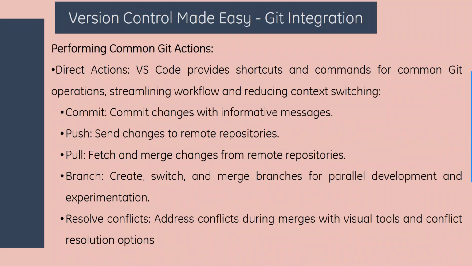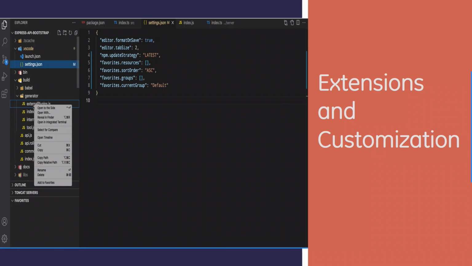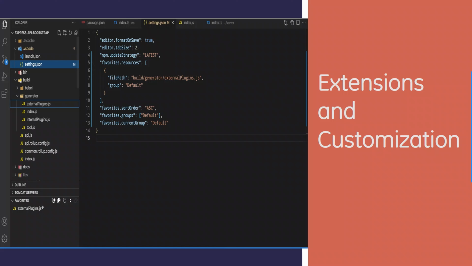The branch tree creates, switches, and merges branches for parallel development and experimentation. Then we have resolve conflicts, addresses conflicts during merges with visual tools and conflict resolution options. Next, we have extension and customization.